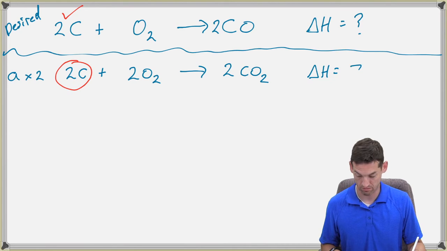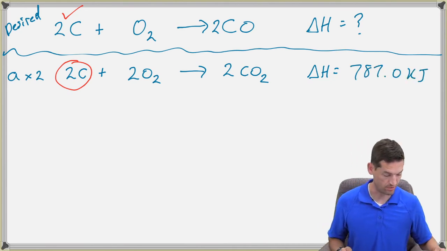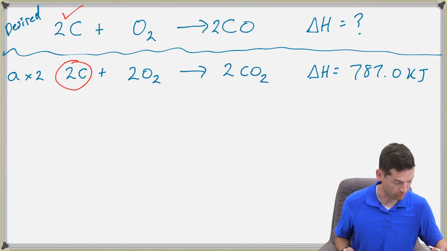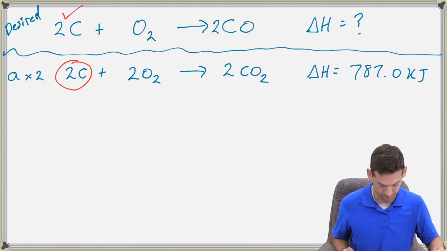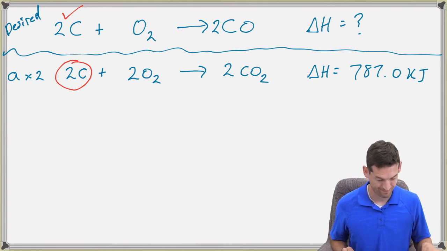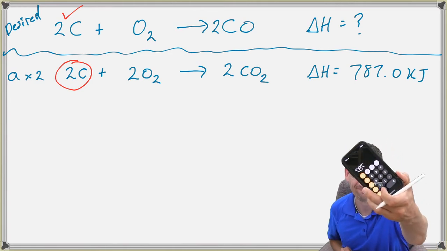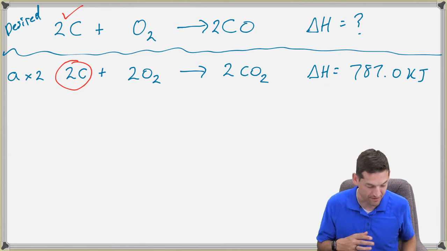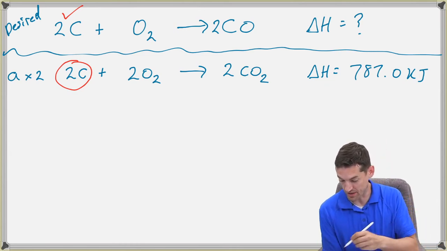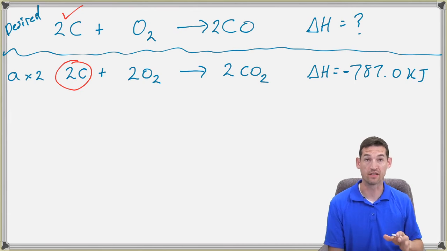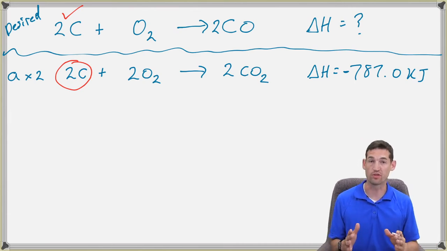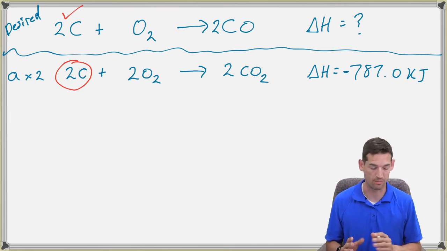So now that's going to be a delta H of... Better double check that. Hold on. Don't trust my brain. Boom. All right. And it was a negative number, so I got to leave that negative in there. With these calculations, you have to put the positive or negative.